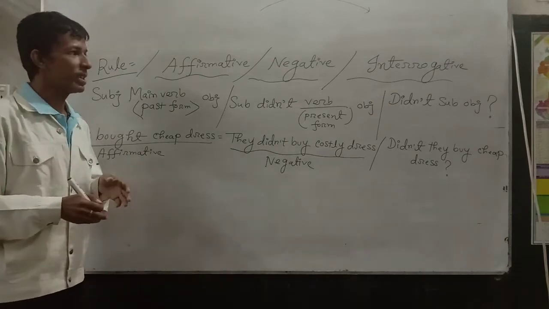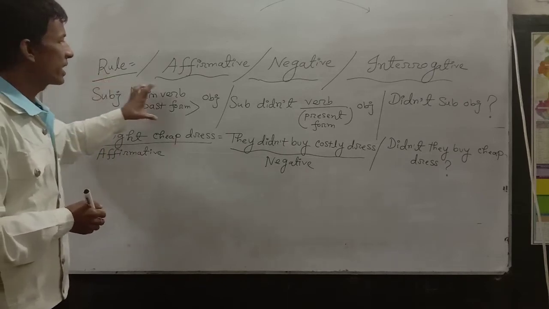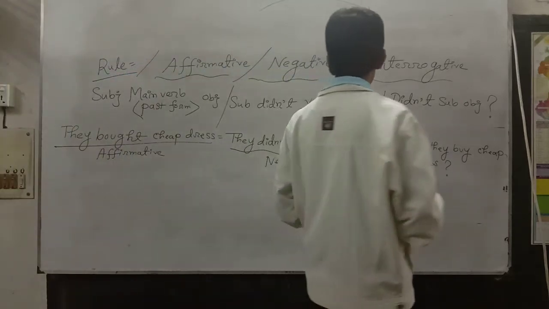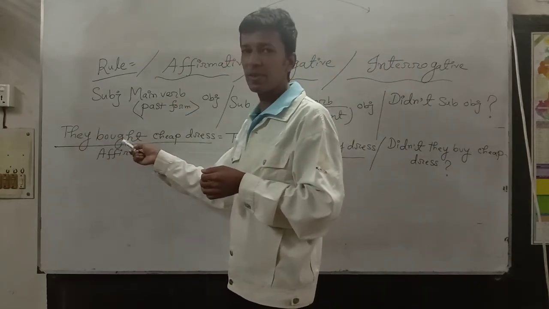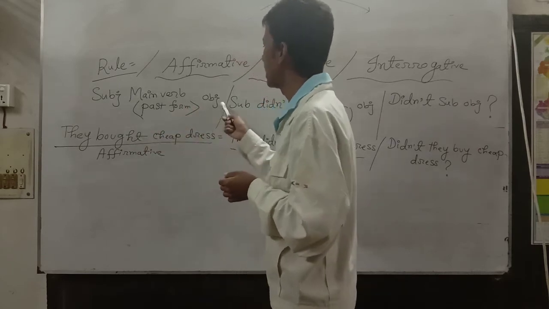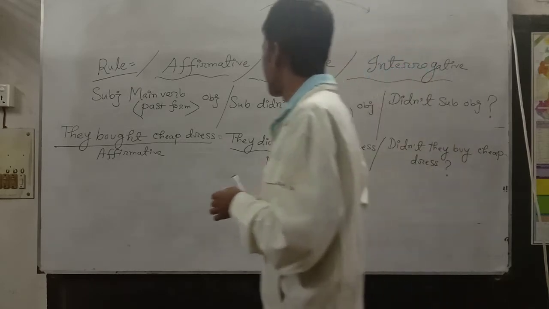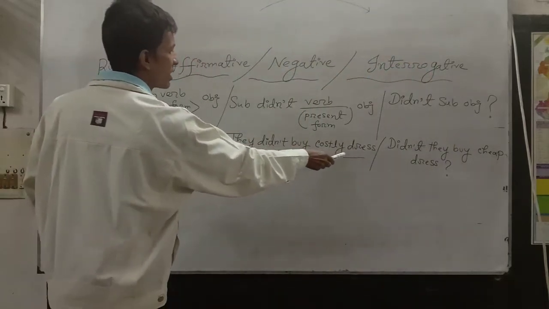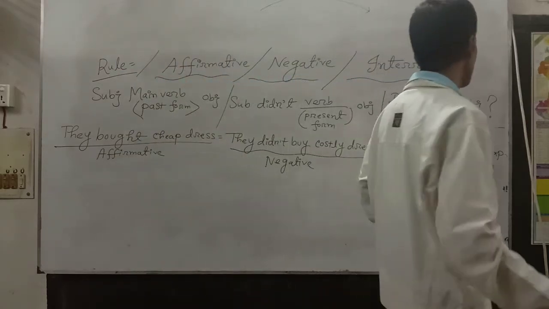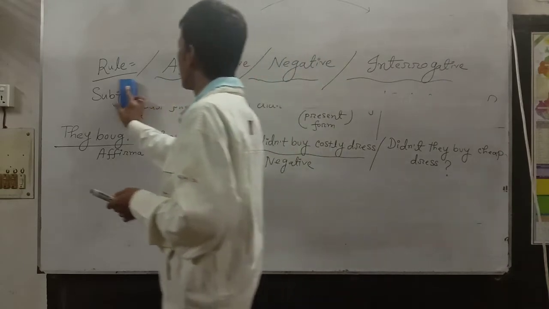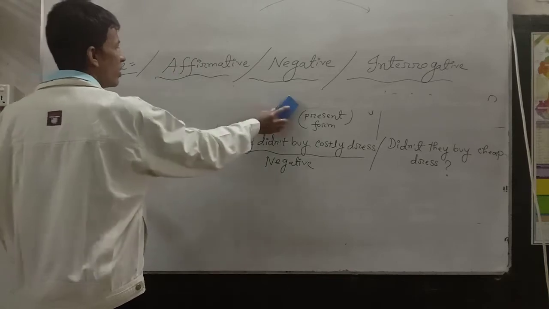Now, dear students, you can very easily compare this example with the structure of the sentences. Subject, main verb, past form, object. They is the subjective case, what is used here as main verb in the present form, and at last objective case, cheap dress. Now look at the negative sentence: they didn't buy costly dress, and at last the interrogative form: didn't they buy cheap dress. We are going to the ending of this discussion.